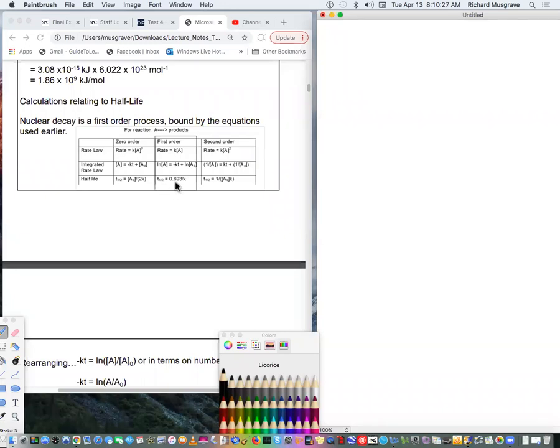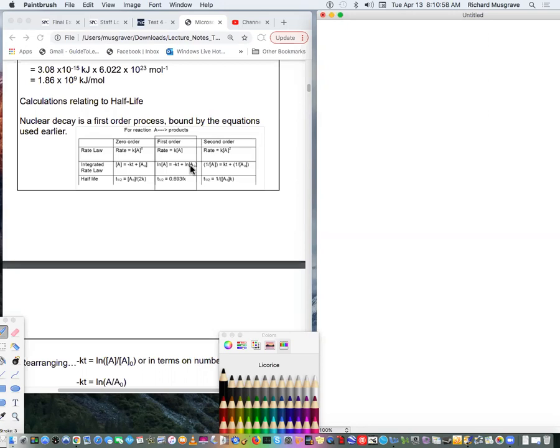Now, the interesting thing about the half-life is that this 0.693 is actually the natural log of 2. So it's ln 2 over k, essentially. The interesting thing about the half-life of a first-order process is that it doesn't depend on the initial amount of material. So we always talk about half-lives of nuclear reactions or radioactive substances.